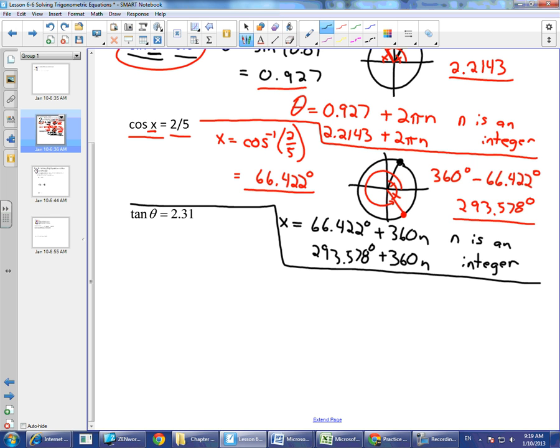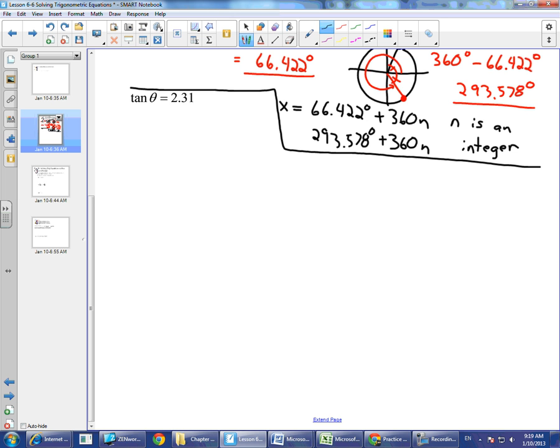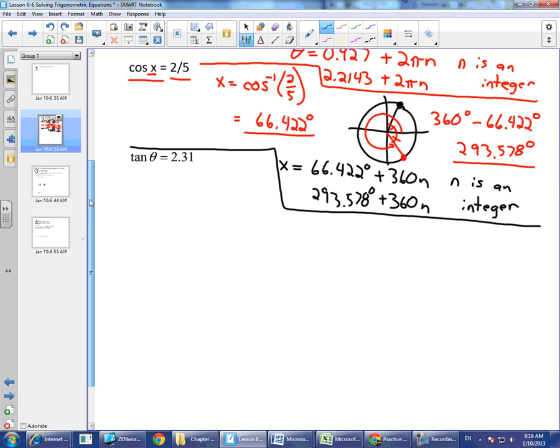Last one is tangent. Okay, it starts off the exact same way. So I'm going to go theta equals inverse tangent of 2.31. Again, inverse tangent is a function, so it's only going to give me one of the possible solutions. And because my variable was theta, my interval was from 0 to 2 pi, so I'm going to work in radians. This time my calculator gives me 1.162.